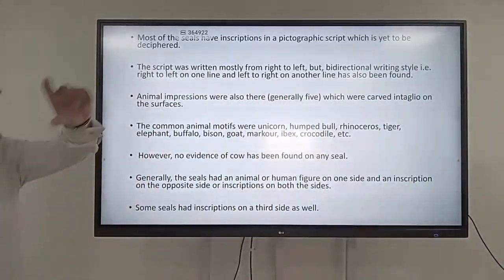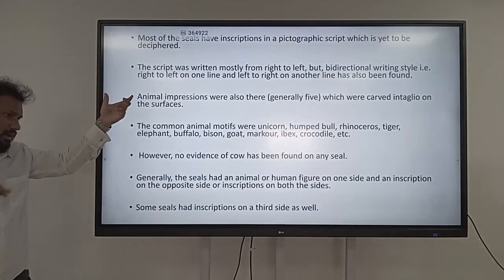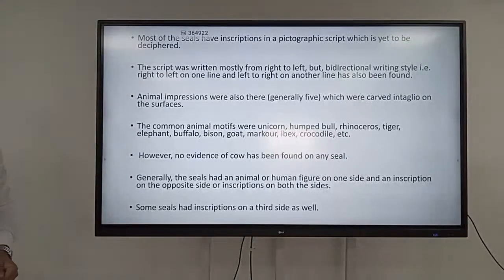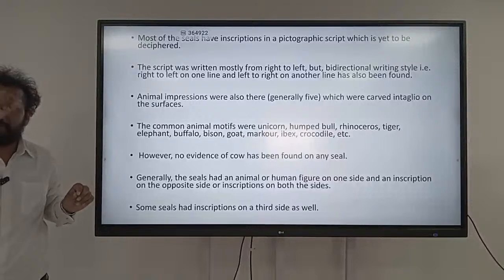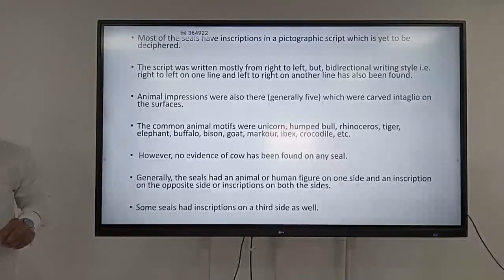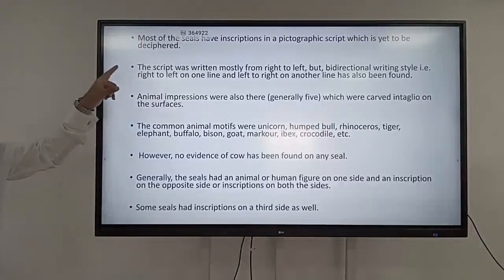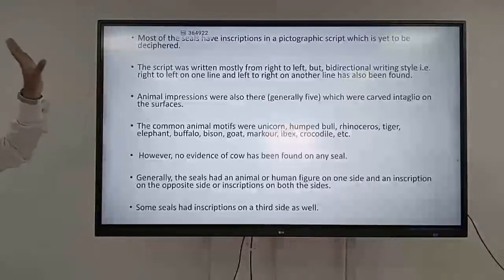Now, on the seals, two sides are there. One side has an impression of an animal, and another side has a script. That script is a pictographic script, meaning the words are in picture form, in art form. Now we have emojis; rather than using English words, we use emojis, and the other person can understand. In the same way, the script inscribed on the Harappan seals is pictographic. That script is not decoded till now.